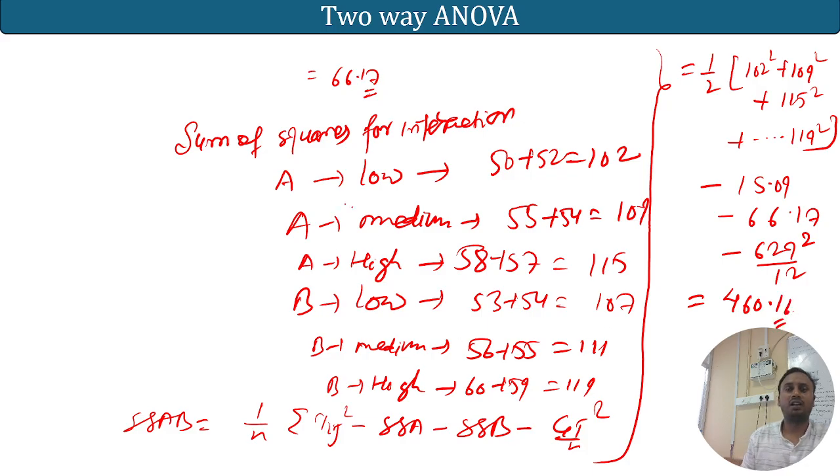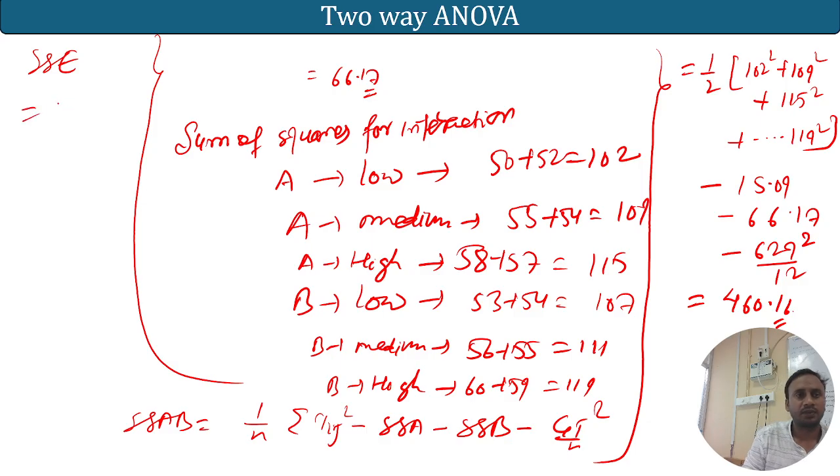So now, what is the next step? To calculate the SSE. It will be SST minus SSA minus SSB minus SSAB. So we'll be able to calculate it.